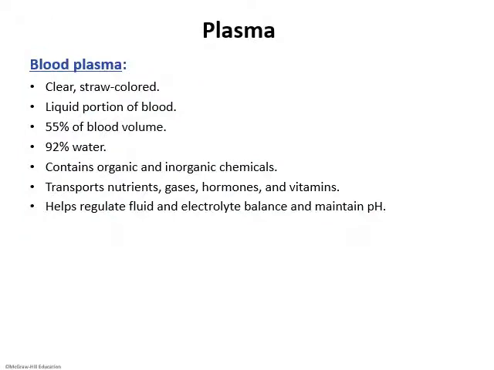Now plasma, this is a clear straw-colored liquid. It's the liquid portion of the blood. It makes up 55% of your blood volume, and it's 92% water. It also contains organic and inorganic chemicals. So organic chemicals are those containing carbon. Inorganic chemicals are those that do not contain carbon. It's also going to transport nutrients, gases, hormones, and vitamins, and it helps regulate fluid and electrolyte balances, as well as maintain your body's pH.